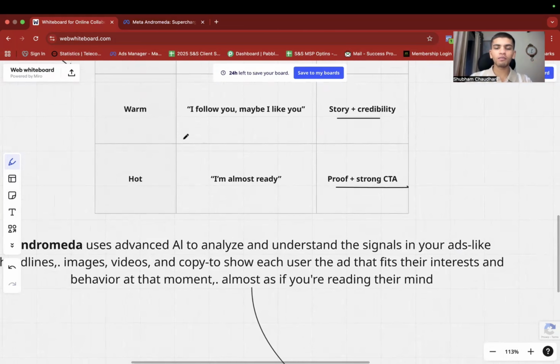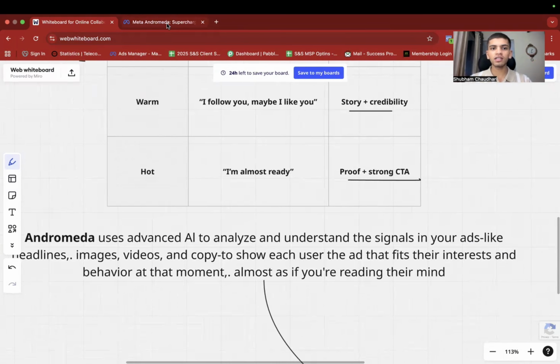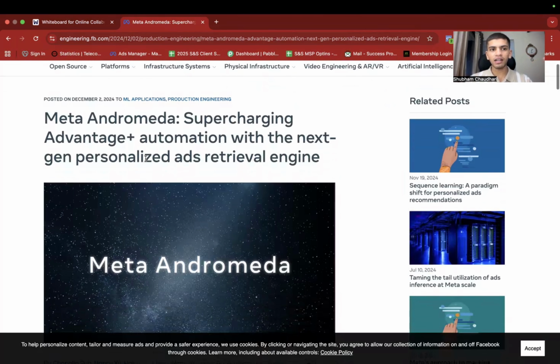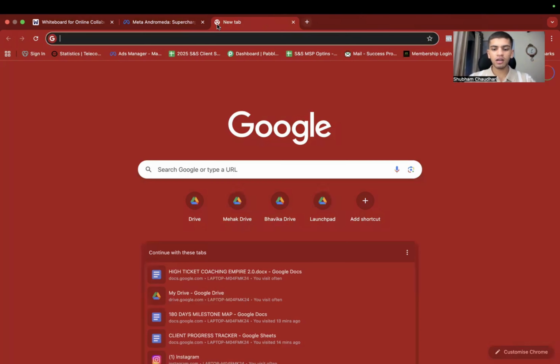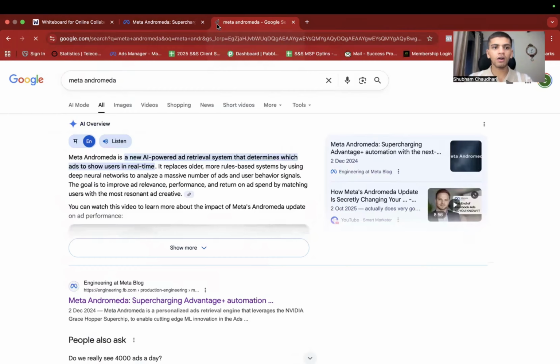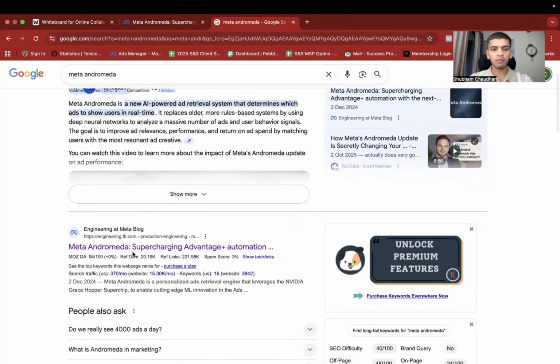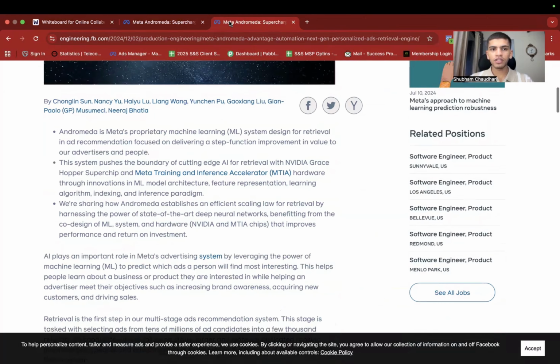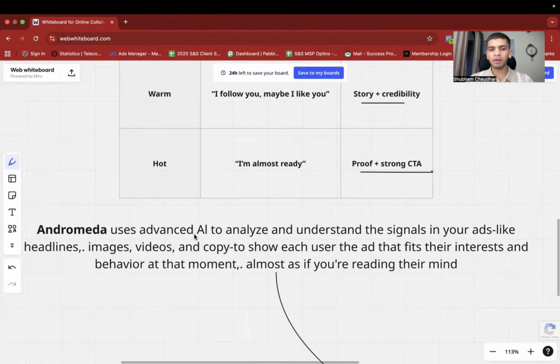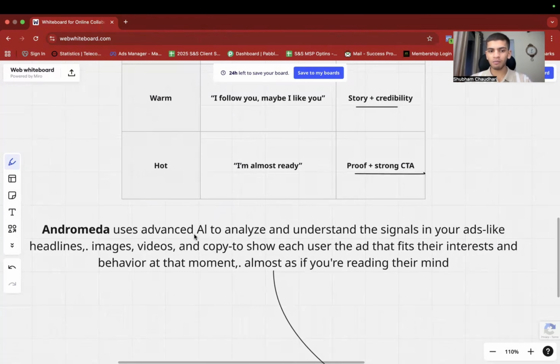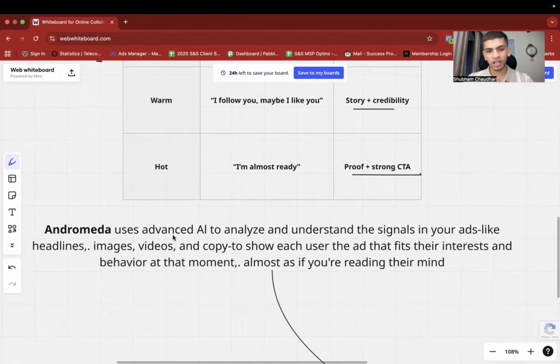If you want to learn more about what Andromeda is, you can just search for Meta Andromeda on Google, and you'll be able to see this article, which you can read and understand on your own. But I'll try to make you understand in the simplest way possible. This is the most simplistic way I have tried to summarize it, right? So Andromeda uses advanced AI to analyze and understand the signals that you are giving in your ad. All right.